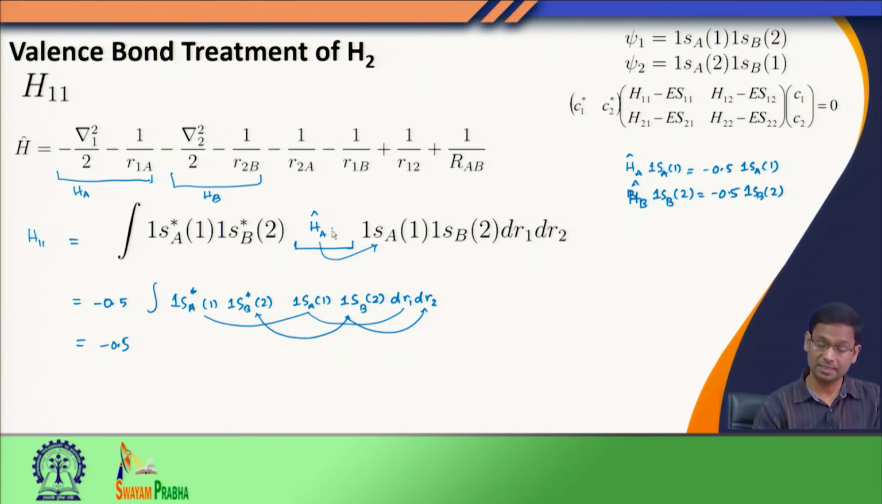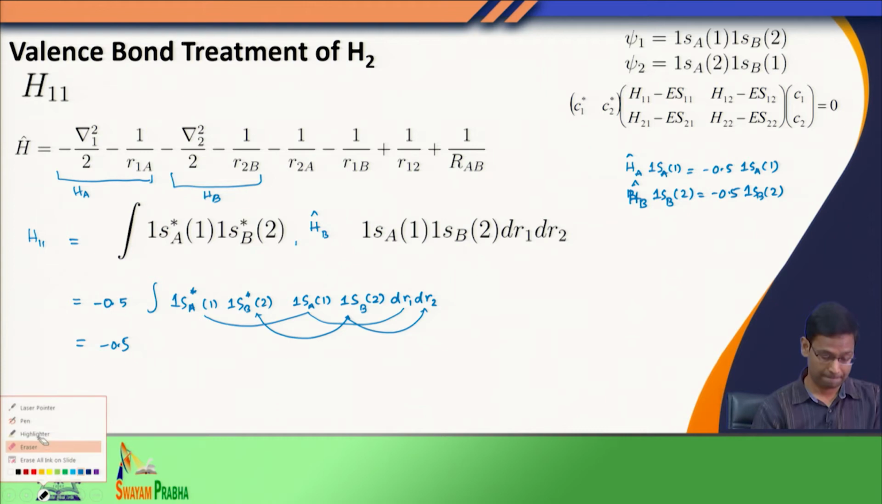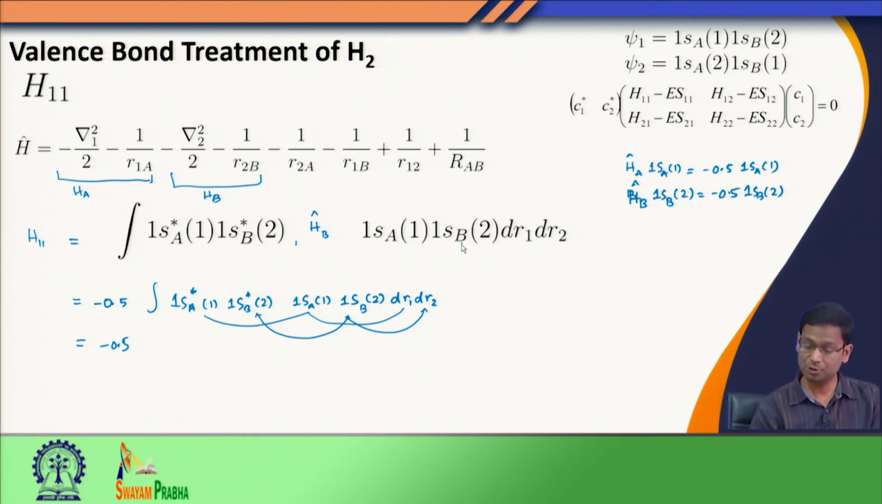This is the value I am getting when I am using only H_A from this Hamiltonian, but remember we have many more terms to look at. So, instead of H_A, suppose I now consider H_B. I simply have to replace my H_A with H_B. Now, when I look at H_B, I see that this 1s_b(2) function is actually an eigenfunction of H_B.